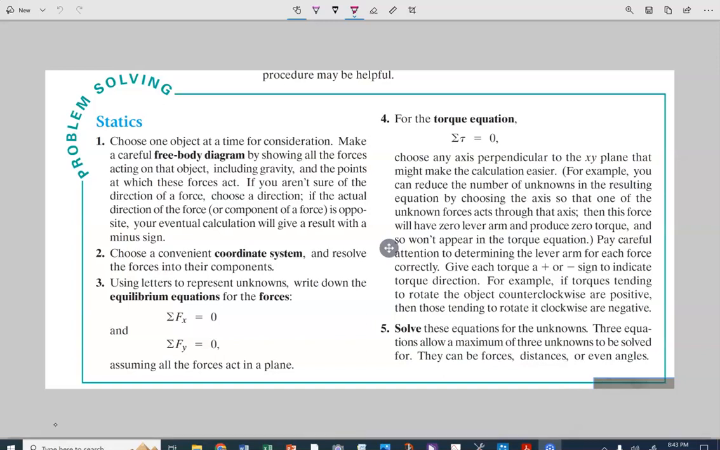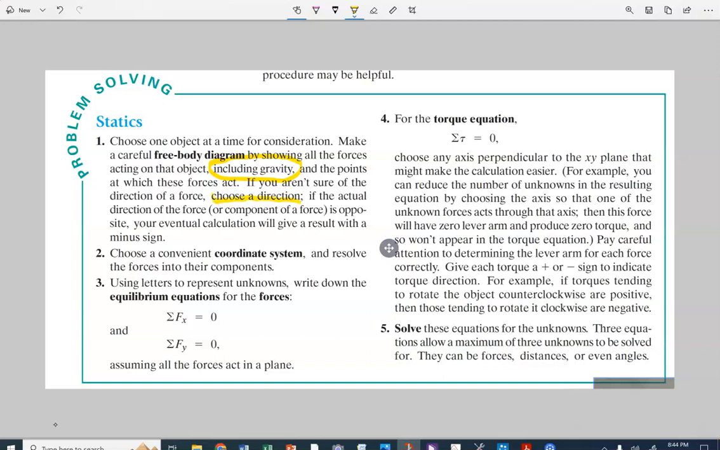And where does gravity present itself? Right, it acts at the center of mass. So if it's a rectangle, put it at the midpoint. And mark the points at which the forces act. If you aren't sure of the direction of a force, it's okay.